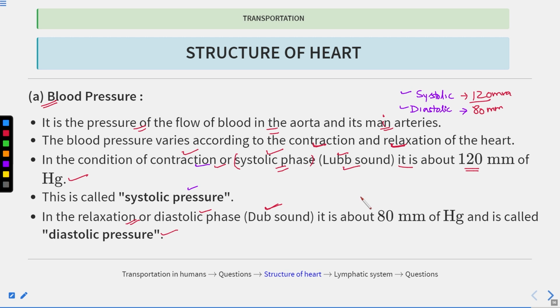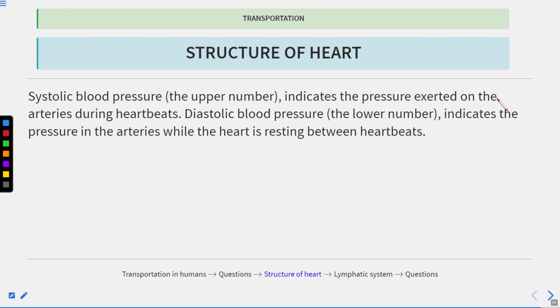So during the diastolic phase, the blood pressure is around 80 mm of Hg, and it is known as the diastolic pressure. Okay, this is clear. That's how we get this 120 by 80 value. Clear? Now let's understand more about the systolic blood pressure and the diastolic blood pressure.